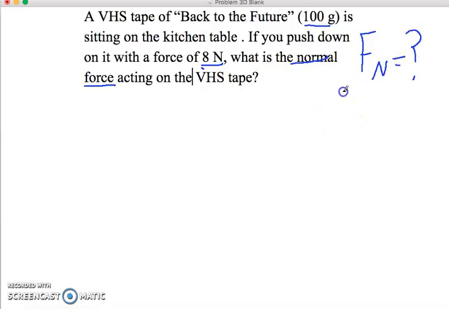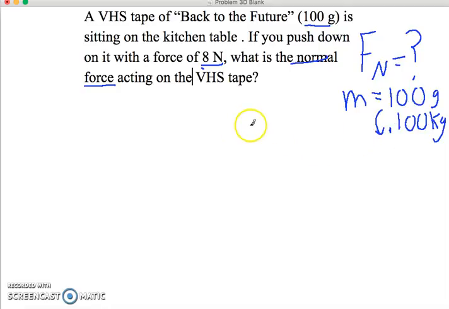We know some stuff. We know the mass. It's 100 grams or 0.100 kilograms. Again, because the conversion is you're basically dividing by 1,000 because there's 1,000 grams in a kilogram, so you have about 1/10 of a kilogram here. So let's draw out the free body diagram.